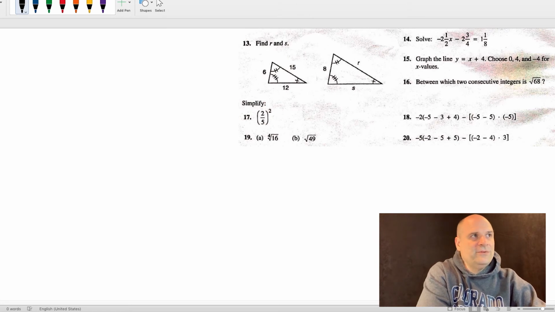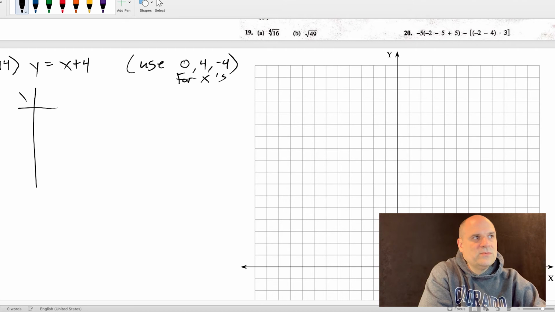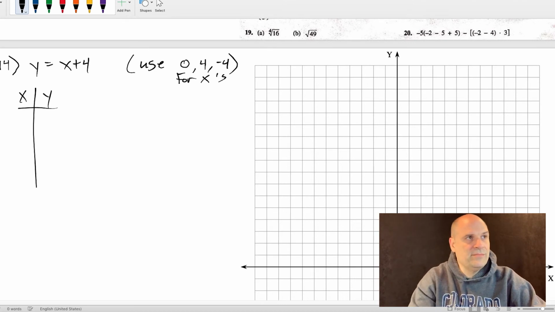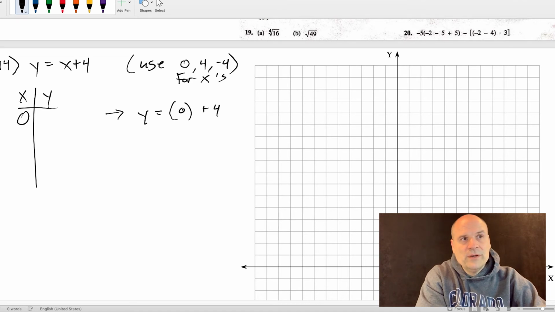We're gonna graph. Ooh. Okay, and we're gonna use 0, 4, and negative 4 for x values, okay? So let's set up a little t-chart here, x's and y's, and we're gonna plug in these 3 numbers. Let's plug in 0 first. So when x is 0, you're basically substituting that x for a 0. So this is y equals 0 plus 4. Well, what is 0 plus 4? It's 4. So when x is 0, y is 4.